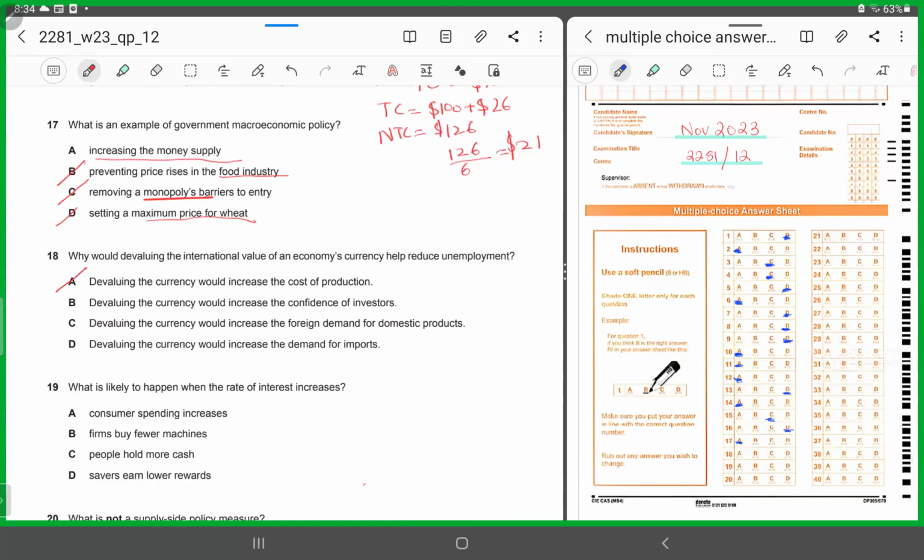Devaluing the currency would increase the confidence of investors. If your currency is devaluing, do you think foreign investors are going to invest in your country? No, it's the opposite. Again eliminated. You see, two options eliminated.